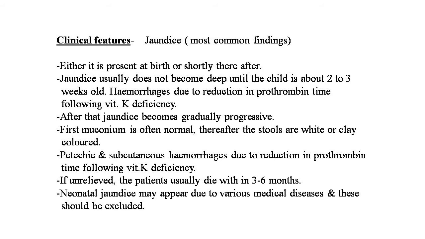At first, meconium is often normal. Thereafter, the stools are white or clay colored. Petechiae or subcutaneous hemorrhage occur due to reduction in prothrombin time following vitamin K deficiency. If unrelieved, the patient usually dies within 3 to 6 months. Neonatal jaundice may appear due to various medical diseases, and these should be excluded.